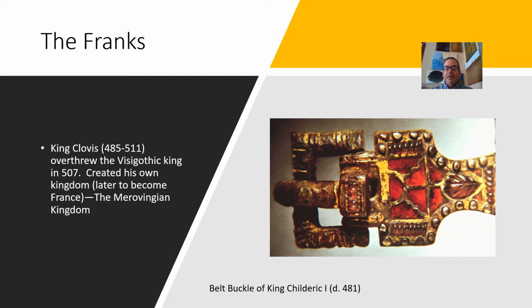And a little bit later, or a little bit earlier, you've got King Childeric, and we've got some really interesting examples of clothing and different clothing bits. Like this is a belt buckle from about 4 years before King Clovis. It belonged to King Childeric.